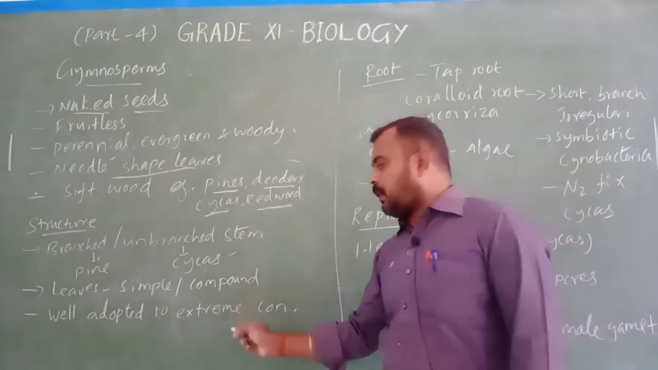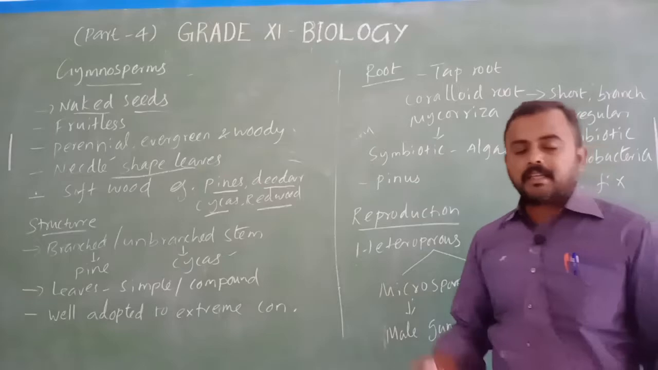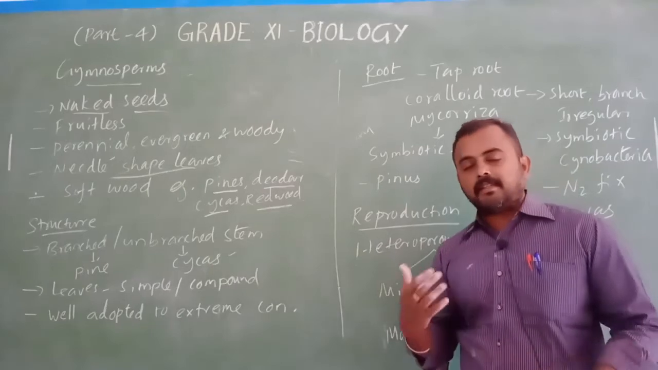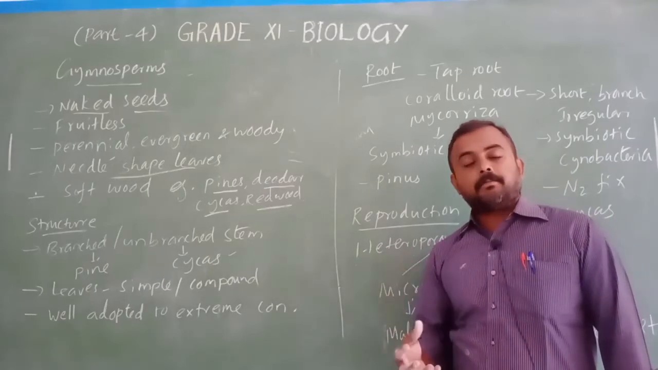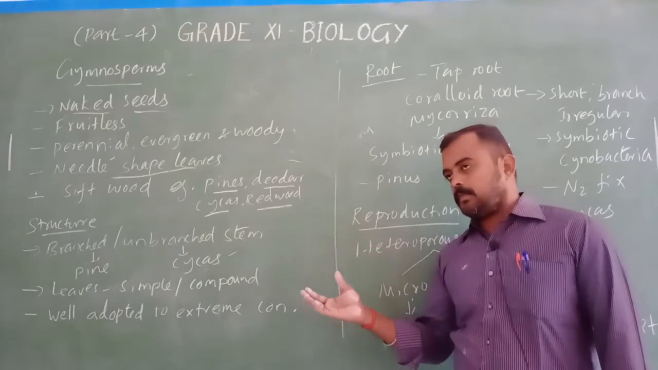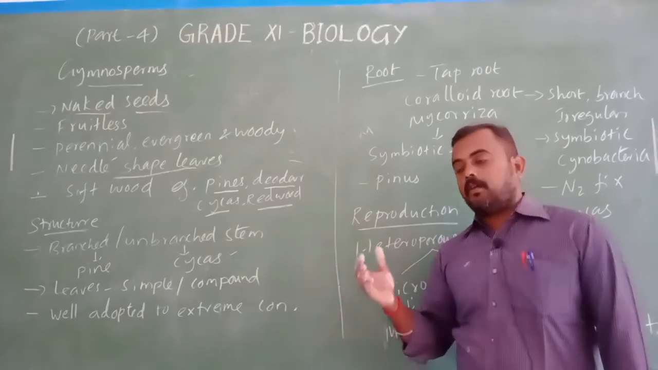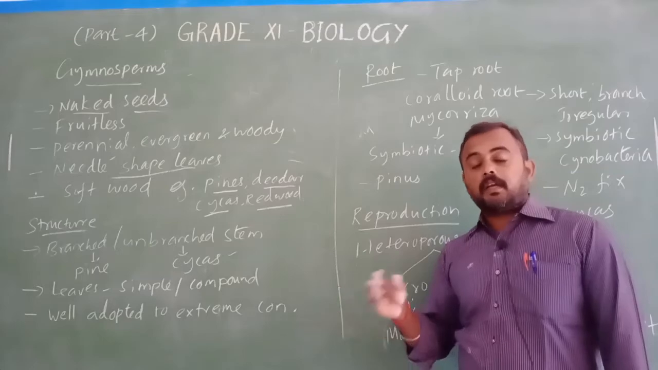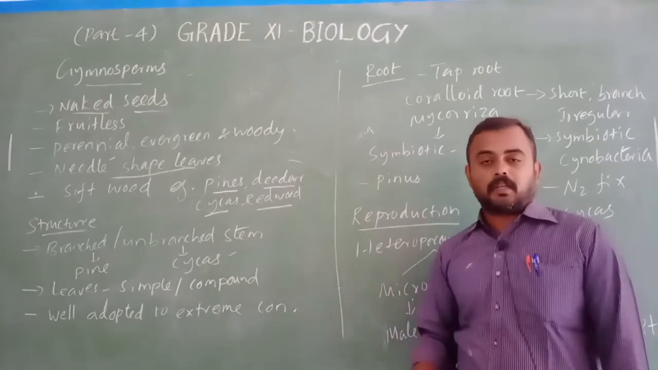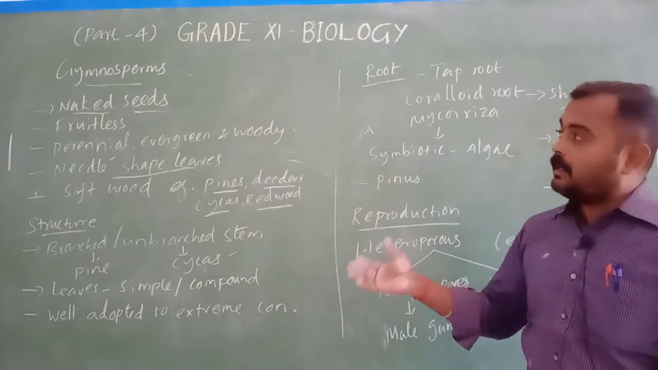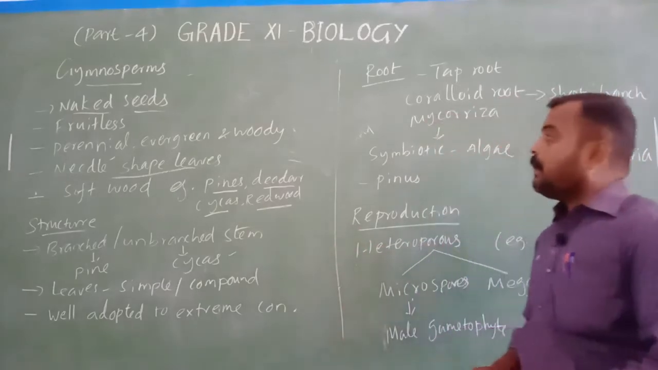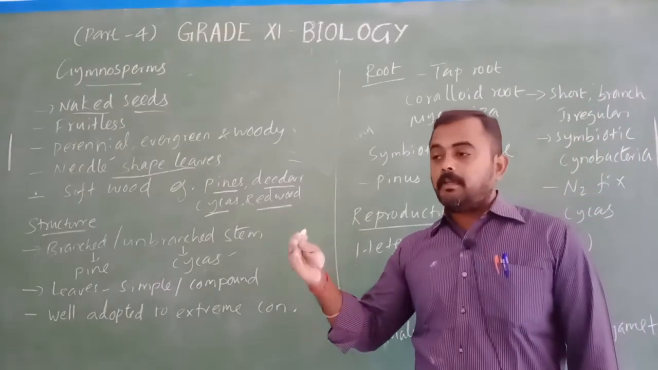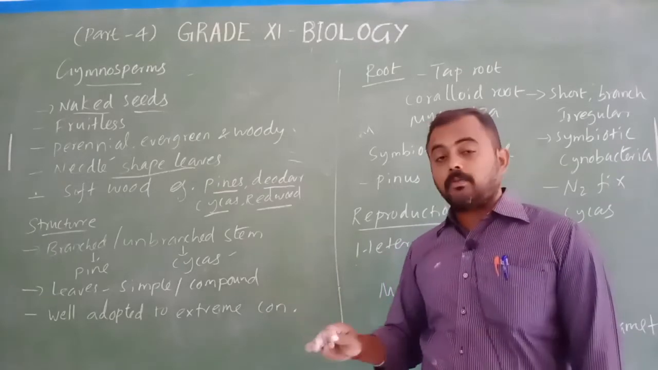And it is well adapted to extreme conditions. In the forest area, we have the rainy season, the autumn, the monsoon season, or the winter season, whatever it may be, it can adapt to extreme conditions. Because the rain is heavy there, the rainfall is high. In those areas it can live easily. Gymnosperms live for a long time because they can adapt to extreme conditions.